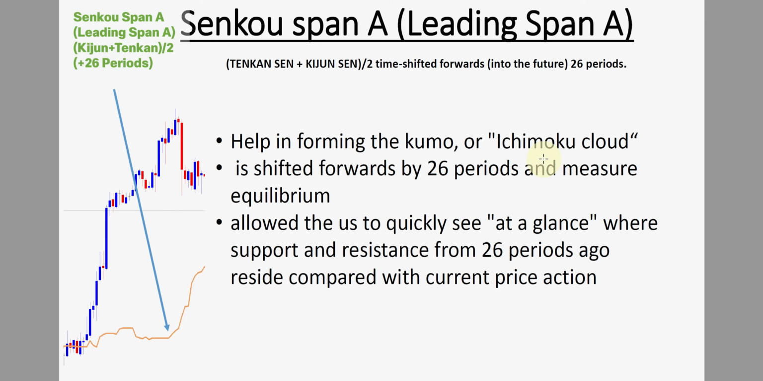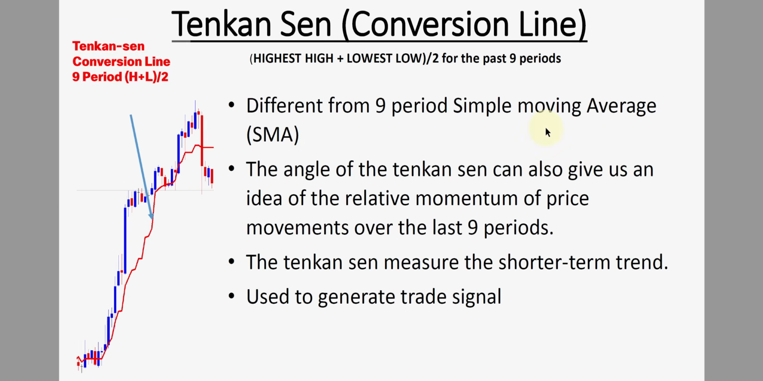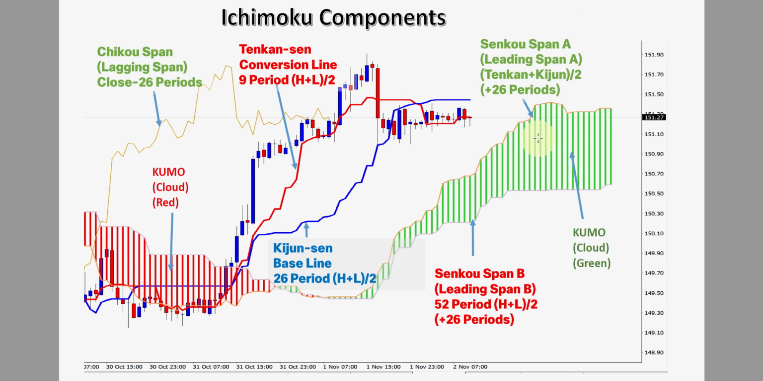So Senkou Span A, as we said, forms the Kumo along with Senkou Span B. So how do we calculate it? We use Tenkan-sen and Kijun-sen. We add the two together, divide by 2, and shift it forward into the next 26 periods. Let's show what we mean.